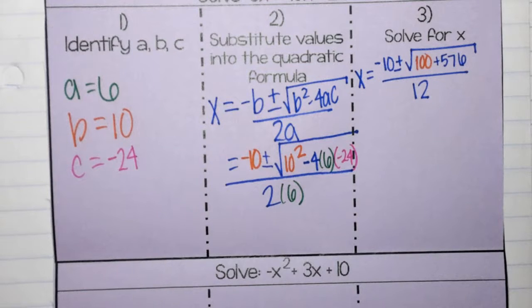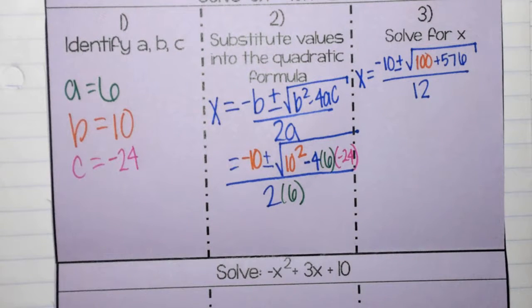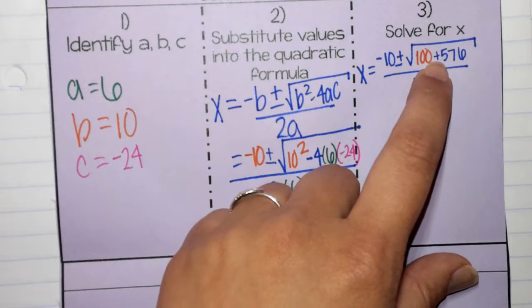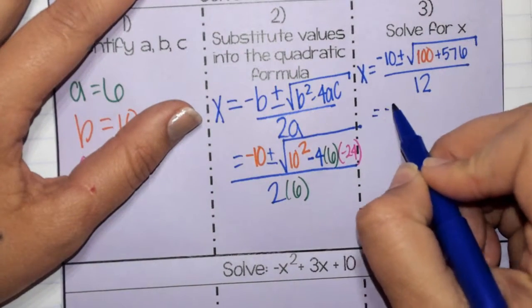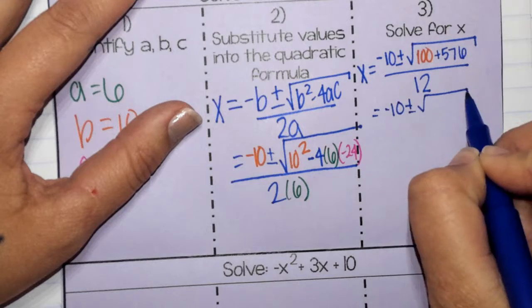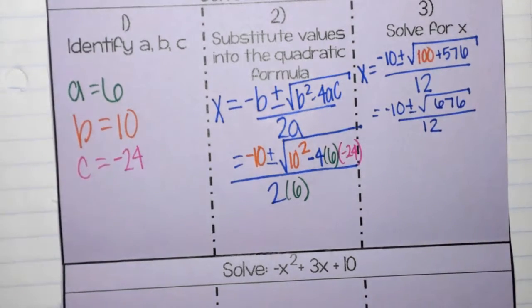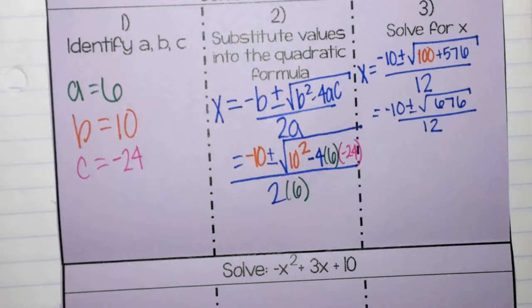What are you confused on? Alright, I got it. That's all I did was multiply. Okay, now we're going to add. Is everybody ready? Does everybody see where I got 676 from? I did 100 plus 576 and I got 676.